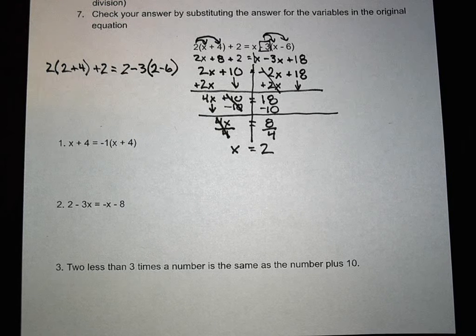Now what? Move the negative x to the left side. So what's the next step? Combine like terms. You have like terms on the left side, x plus 4. You just got negative x. Then you're going to have like terms on the right side.